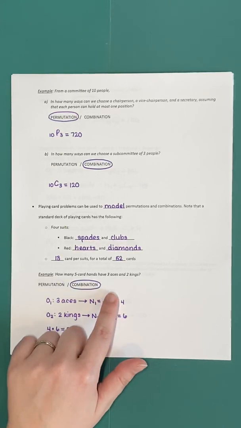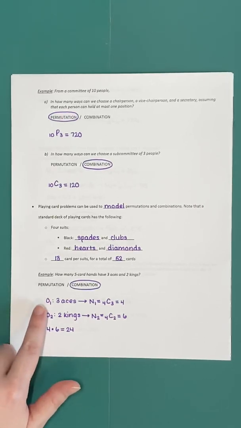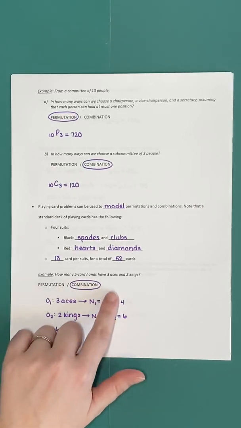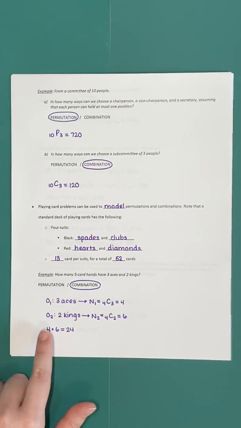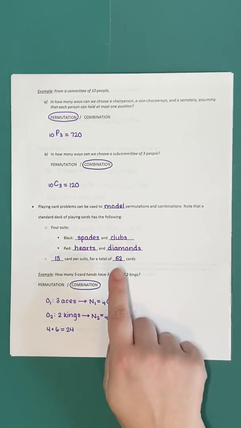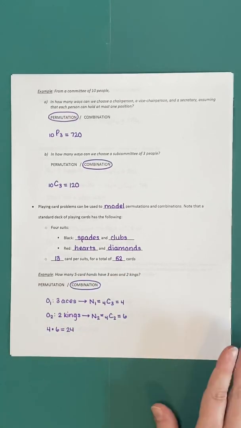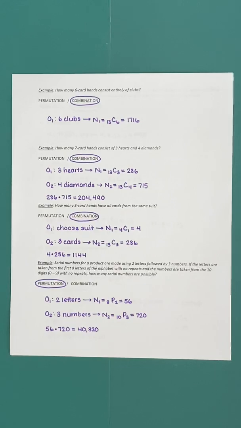So there's 4 ways to do step 1, and then there's going to be 6 ways to do step 2. So in order to perform our 2 steps in the process, we multiply the total number of ways together. So 4 times 6 is going to give us 24. So there are 24 hands of cards in total that specifically have 3 aces and 2 kings, 24 hands in total. Okay, let's look at another situation.